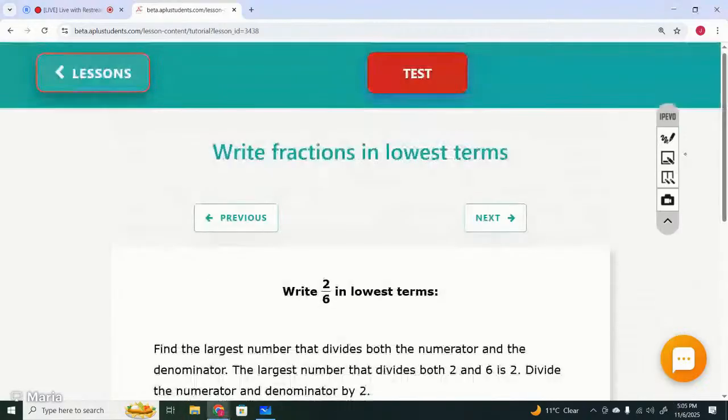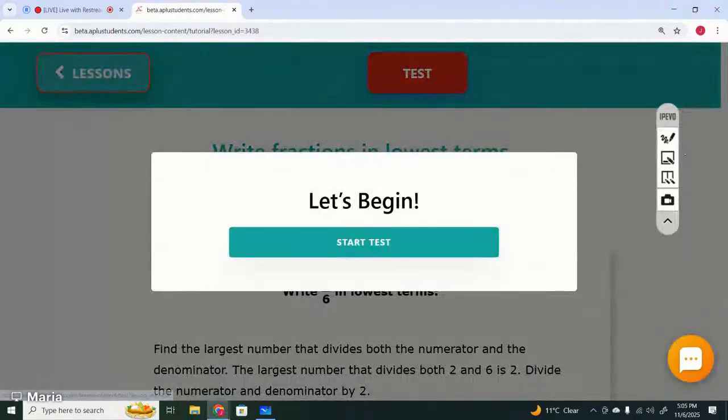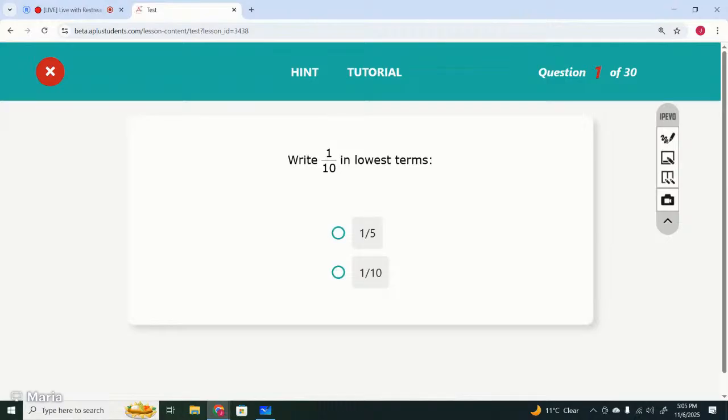Let's just start with the test questions. Write 1 by 10 in lowest terms. So 1 by 10 is already in the lowest term, right? Because you have the numerator 1. So 1 by 10 is equal to 1 by 10. Option number 2 is the correct option.